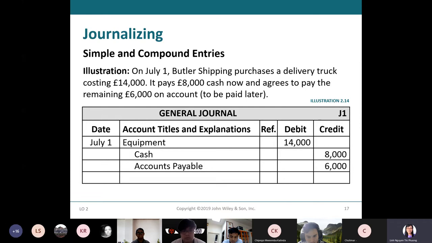Accounts payable. Accounts payable is a liability, right, class? Okay, because we owe money. So accounts payable increases, right? When accounts payable increases, it means liability increases, so we credit, okay?